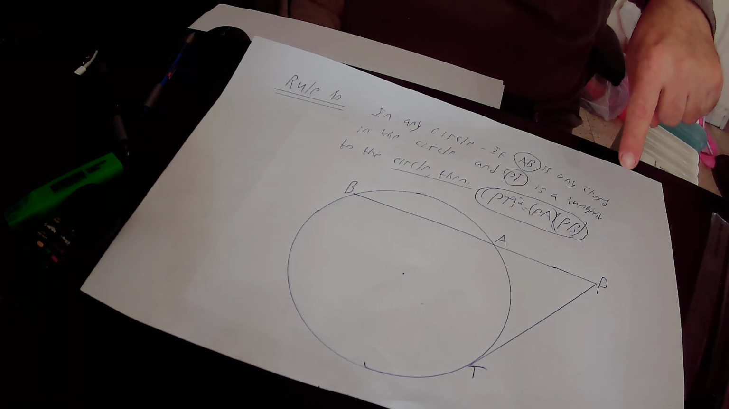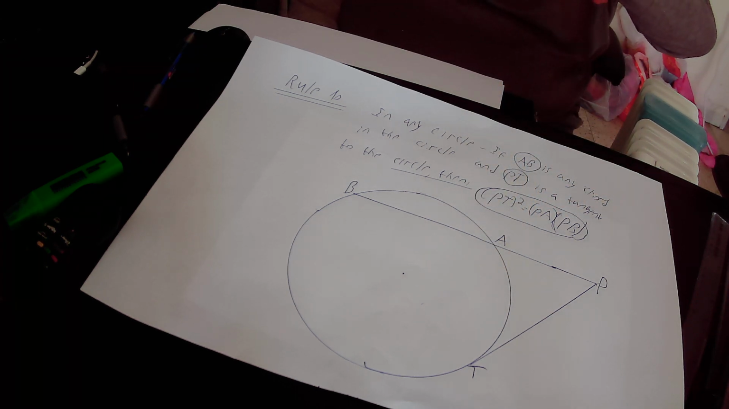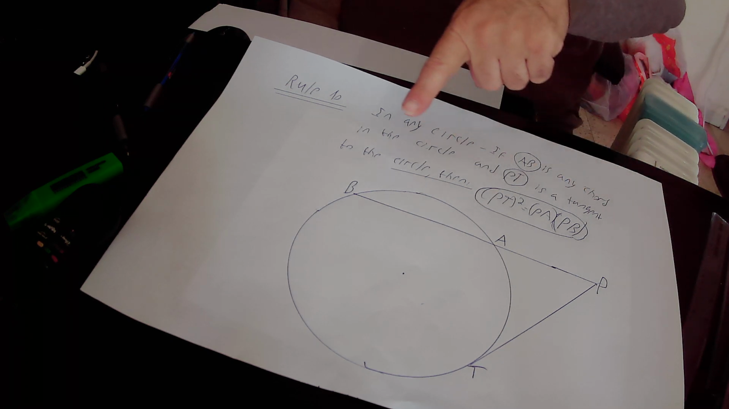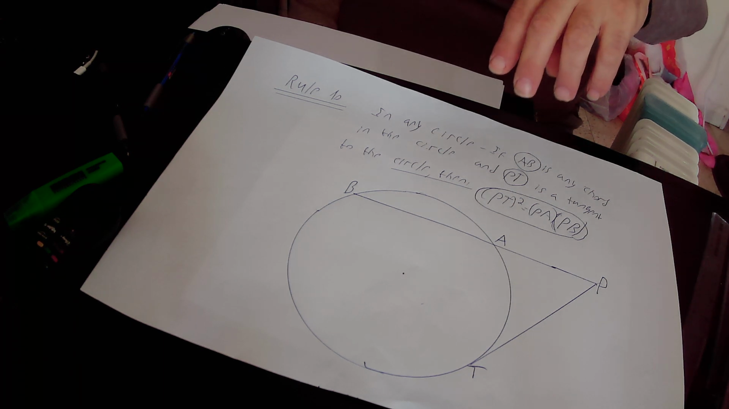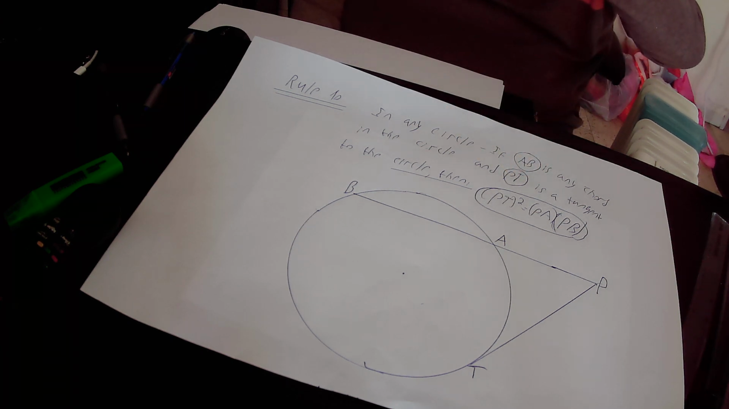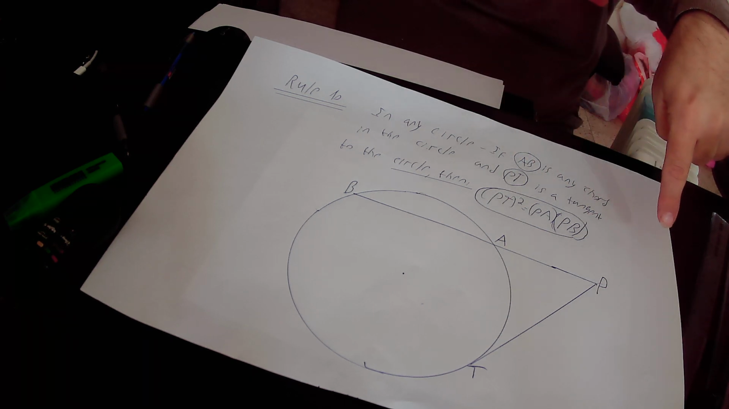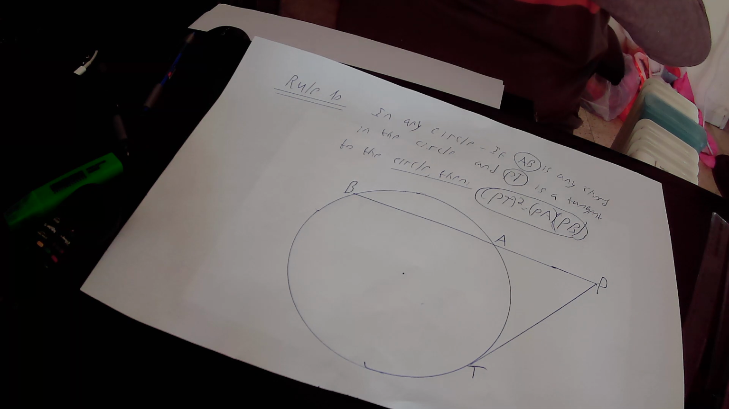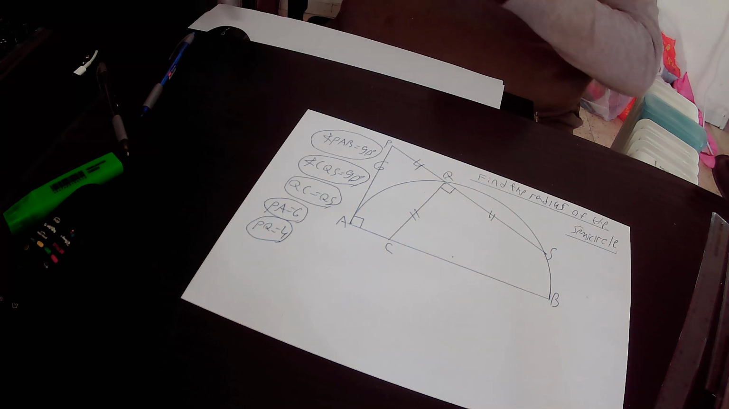So here we have tangent PT, that is tangent to this circle at point T, and we also have line segment PB that cuts the circle at points A and B, and this way we created a chord AB. So in this drawing, the following equation is true: PT square equals PA times PB. Again, PT square equals PA times PB. You can actually implement rule number 10 in our drawing.